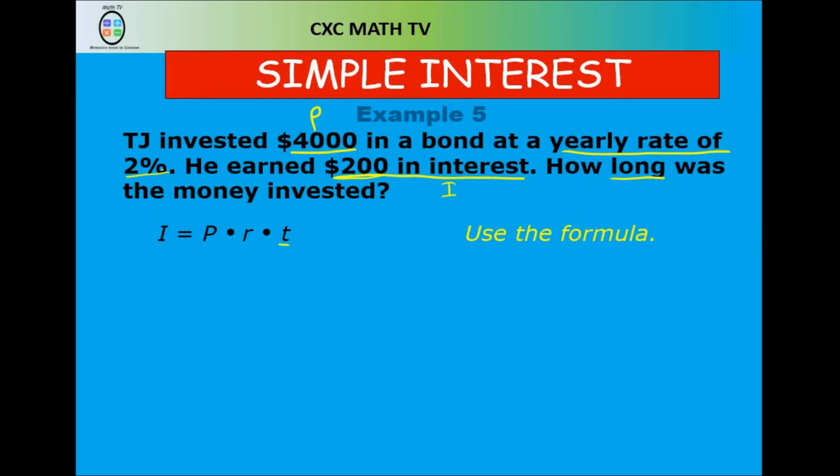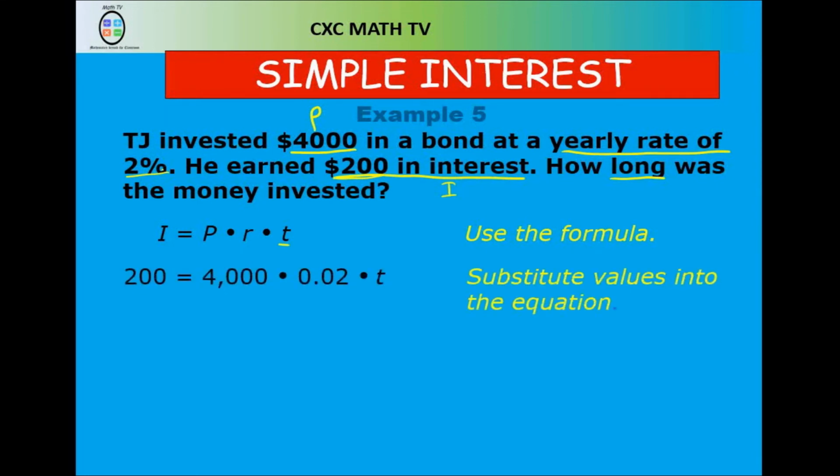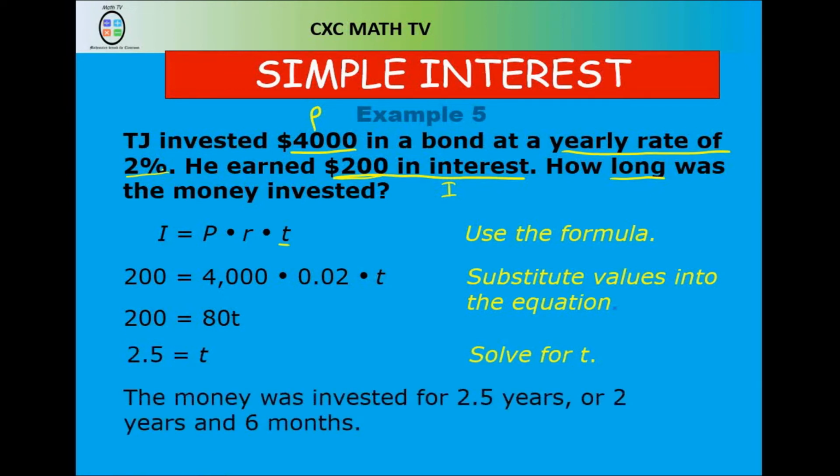So now let's input what we know. Interest being 200, principal 4,000, rate 0.02, times t. Now we multiply 4,000 times 0.02 and we get 80. And so 200 is equal to 80 times t. So now divide both sides by 80 and so we get 2.5. So in other words, the money was invested for 2.5 years. Easy, easy, easy. Nice.